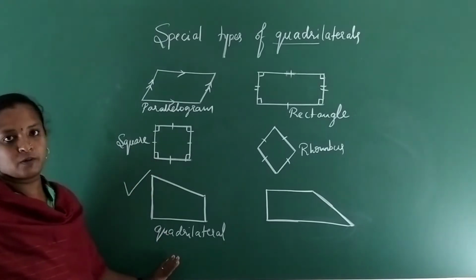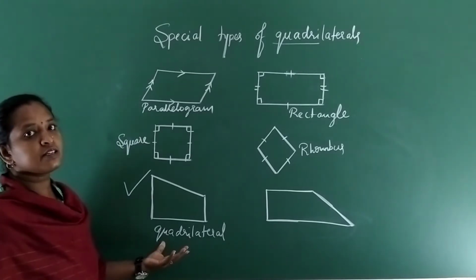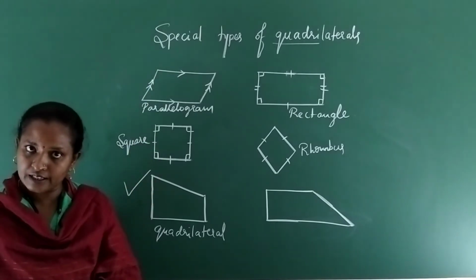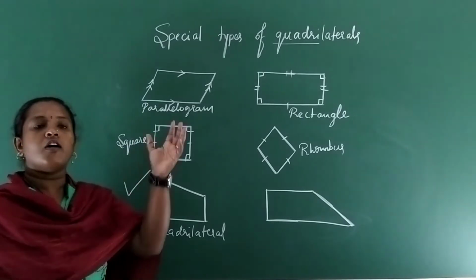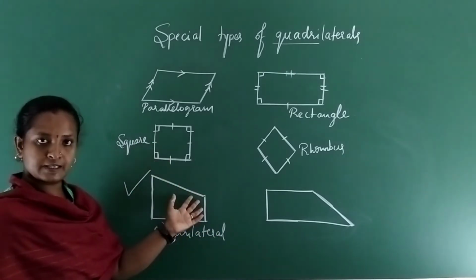We have learned about the quadrilateral already, right? The sum of all the angles of a quadrilateral is 360 degrees. All these quadrilaterals' sum is also 360 degrees. Have you understood, children? The sum of the angles of a quadrilateral is 360 degrees.